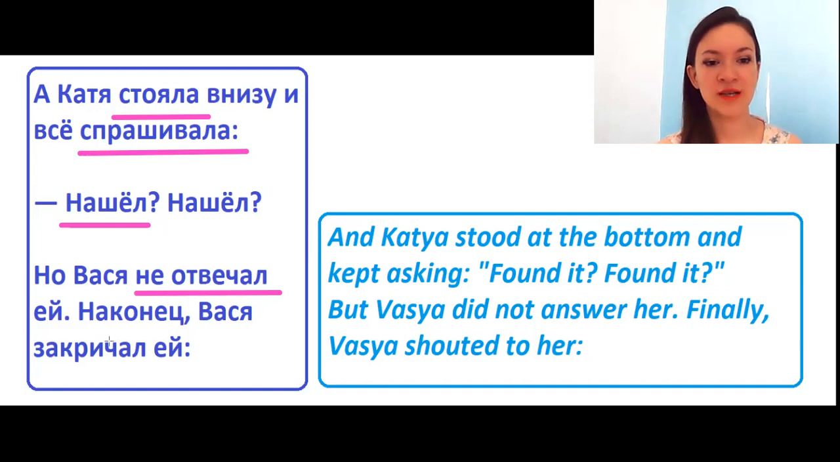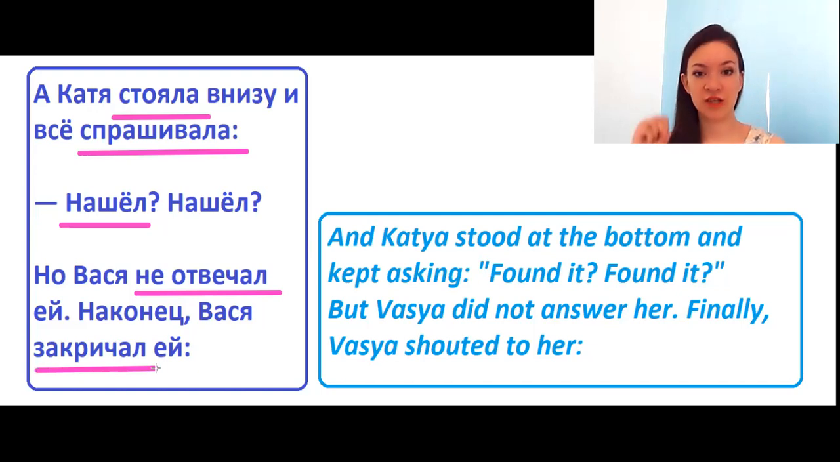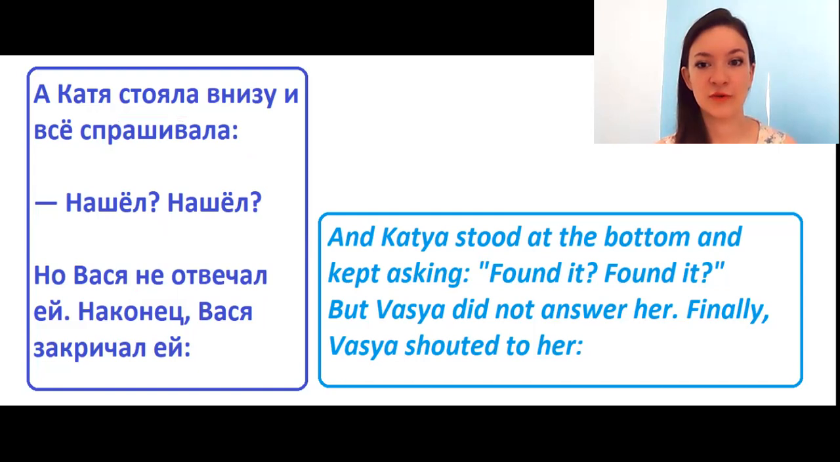And the next verb, наконец, Вася закричал ей. Закричал, he shouted to her. It happened only once. And there was the result of this finished action because she knew some new information, right? That's why we use perfective verb закричал. Okay, and let's come back to the reading.